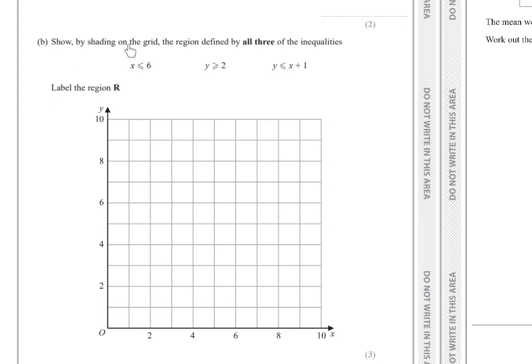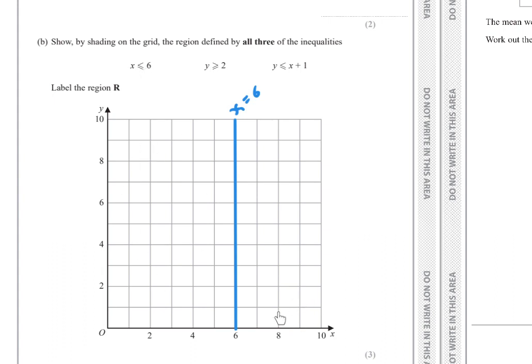B, show by shading on the grid the region defined by all three of the inequalities: x less than or equal to 6, y more than or equal to 2, y less than or equal to x plus 1. Label the region R. First, for the inequality x less than or equal to 6, we need to draw the line x equals 6. The line x equals 6 is a vertical line, intersecting the x-axis at 6. This is a solid line, because we have less than or equal.